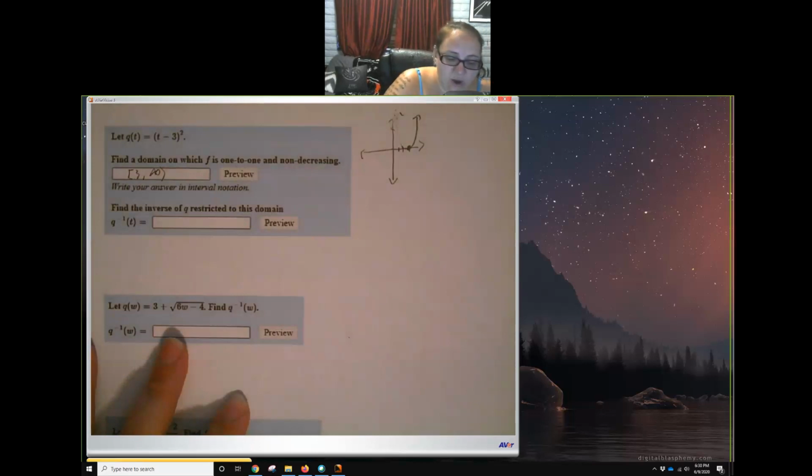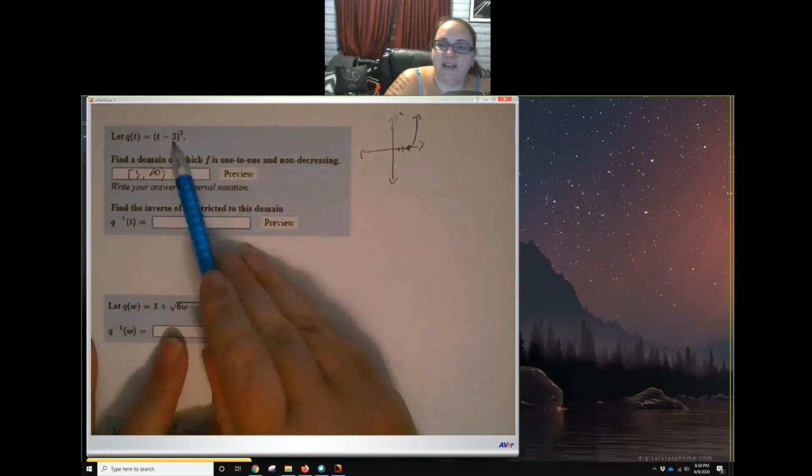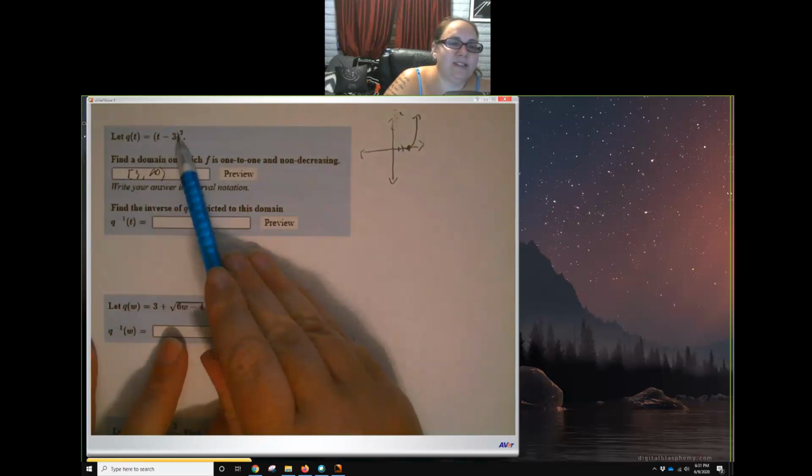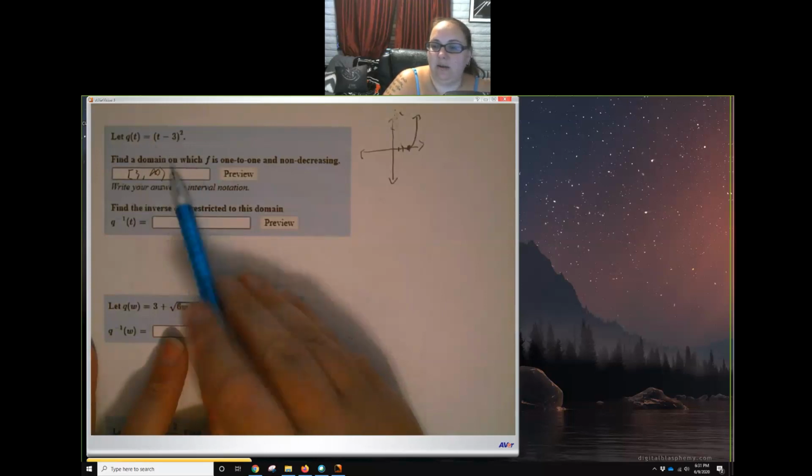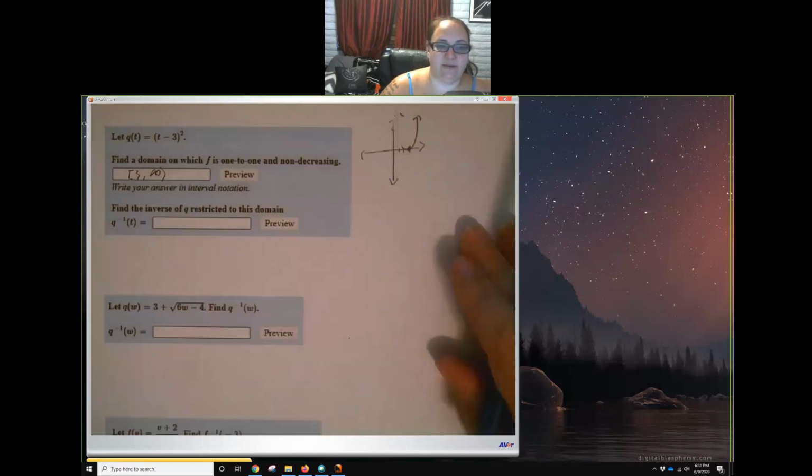And that's always going to be whatever number is inside these parentheses with the opposite sign. So if it had been t minus 6 squared, it would have been 6 to infinity. If it would have been t plus 8 squared, it would have been negative 8 to infinity. Because this number is the x value of my vertex, we want everything to the right and we don't want anything to the left.